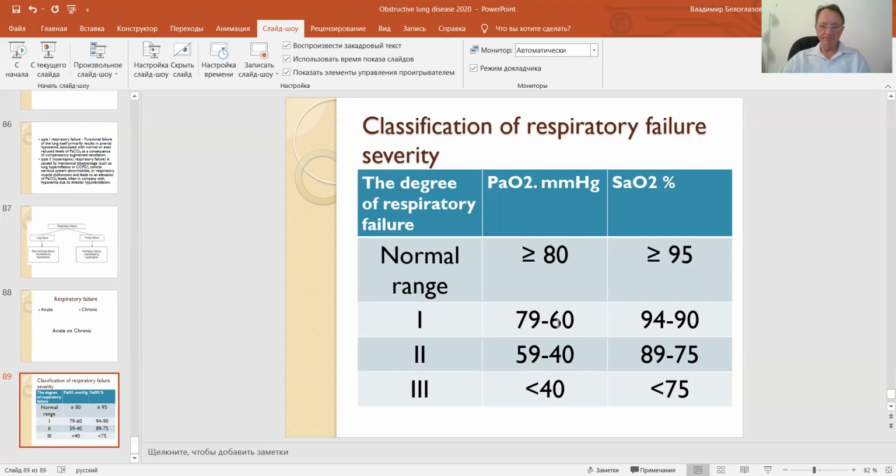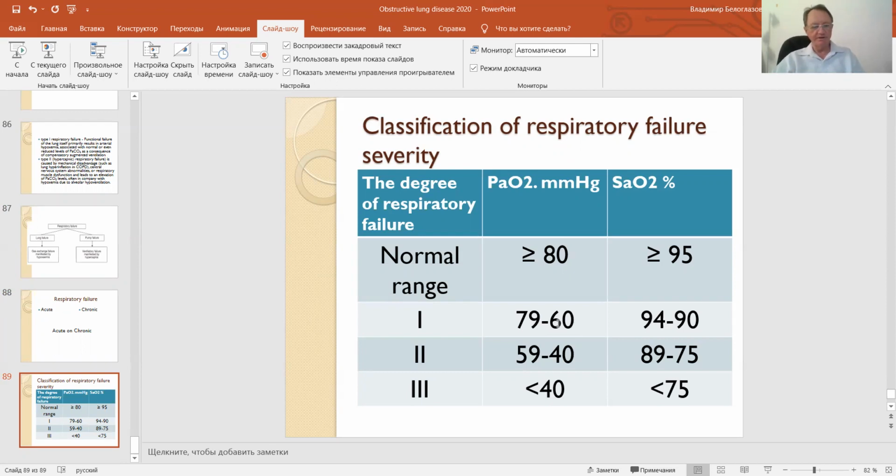First grade of failure according to saturation is from 90 to 94. For the second stage, it's from 75 to 89, and third stage, less than 75. That's why it's crucial, because previously we could assess lung failure by the grade of dyspnea. Now it's not true. Only by saturation.